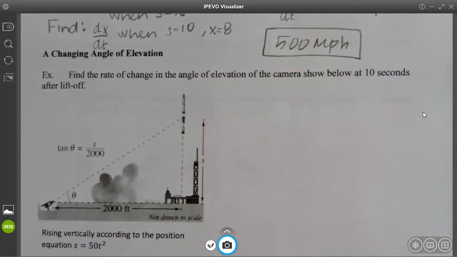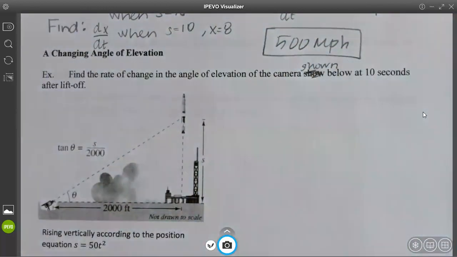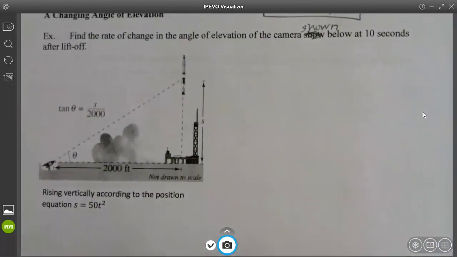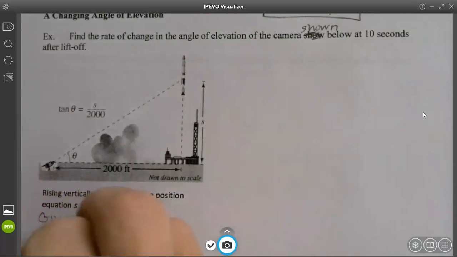All right. Find the rate of change in the angle of elevation. Anytime you see angle of elevation, you better know you're going to use trig functions. Okay. Angle of elevation. Calm down. Of the camera shown below at 10 seconds after liftoff. Need to fix it. All right. They give you some information in this formula, rising vertically according to the position equation, s equals 50t squared. What is your given rate?